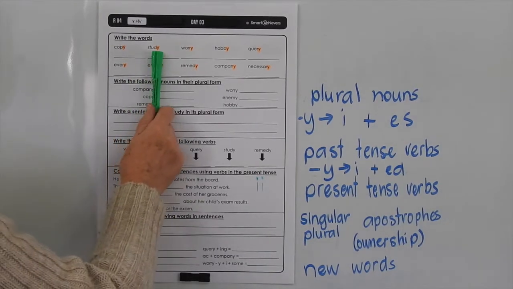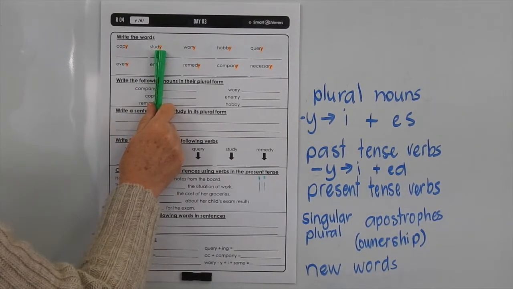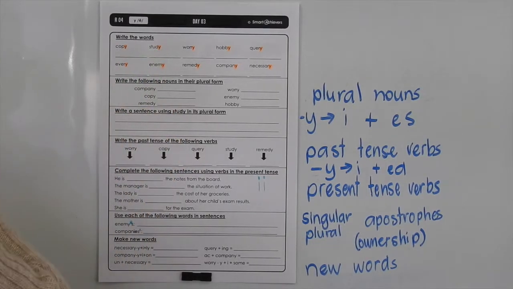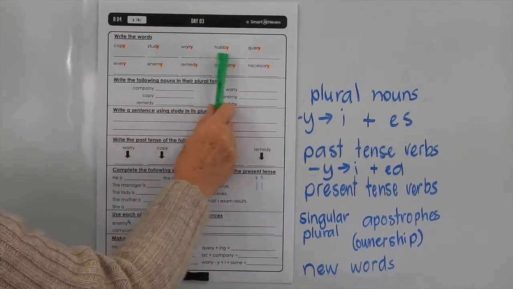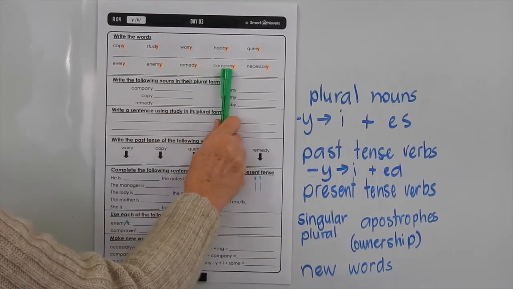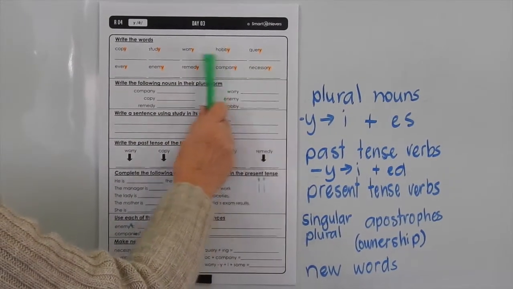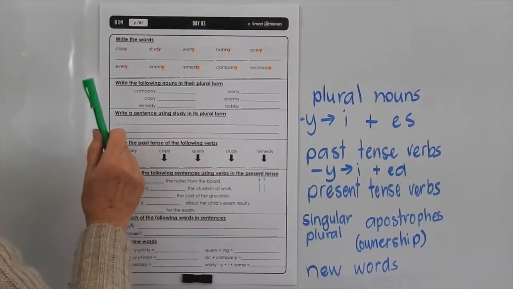These words all end in the letter Y, which is the most common letter we use for the long E sound at the end of a multi-syllabic word. So we've got copy, study, worry, hobby, query, every, enemy, remedy, company, necessary. There are thousands of words that we use a Y for the long E sound at the end of them.